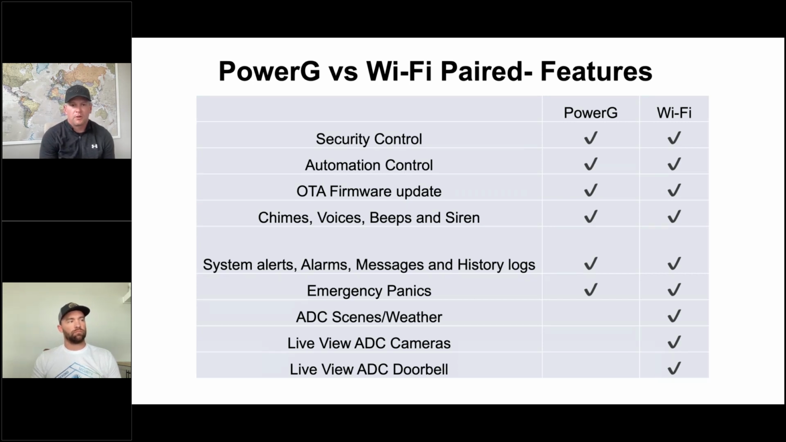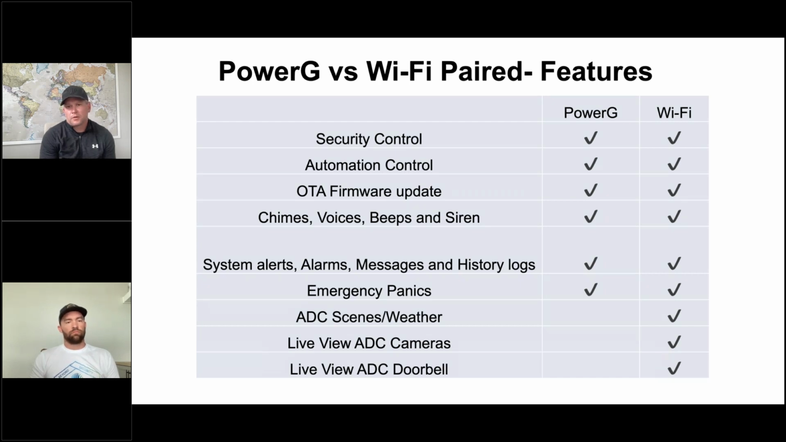You have a secondary or another location that you need that security control, automation control. Again, like I mentioned earlier, you're going to be able to do OTA firmware updates via PowerG or Wi-Fi. No matter how you have this thing connected, you've got the same capabilities that you would have from the panel, whether it's chimes, voices, beeps, and sirens. So great secondary keypad option here.